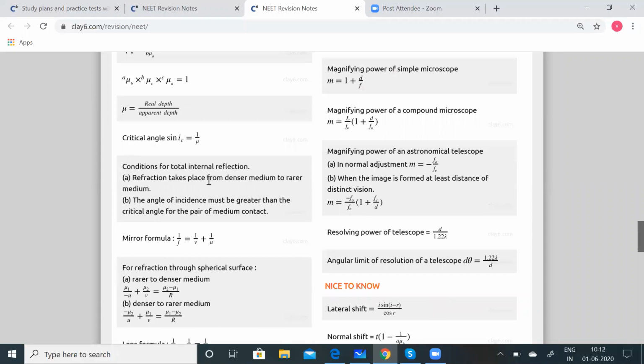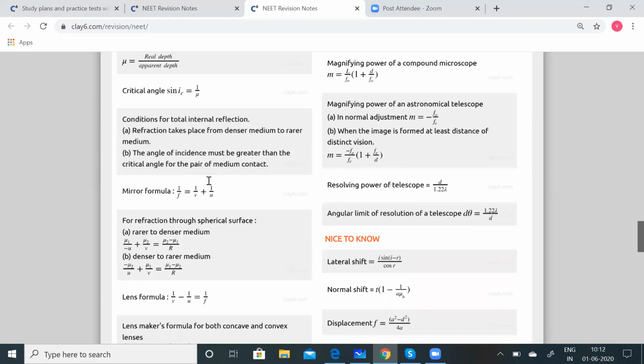Magnifying power of a simple microscope, M is equal to 1 plus D by F, where D is the least distance of distinct vision, F is the focal length, and M is the magnification. Magnifying power of the compound microscope, M is equal to L by Fo into (1 plus D by Fe). Fo is the focal length of the objective, L is the length of the microscope, and D is the least distance of distinct vision, say it is 25 centimeters.